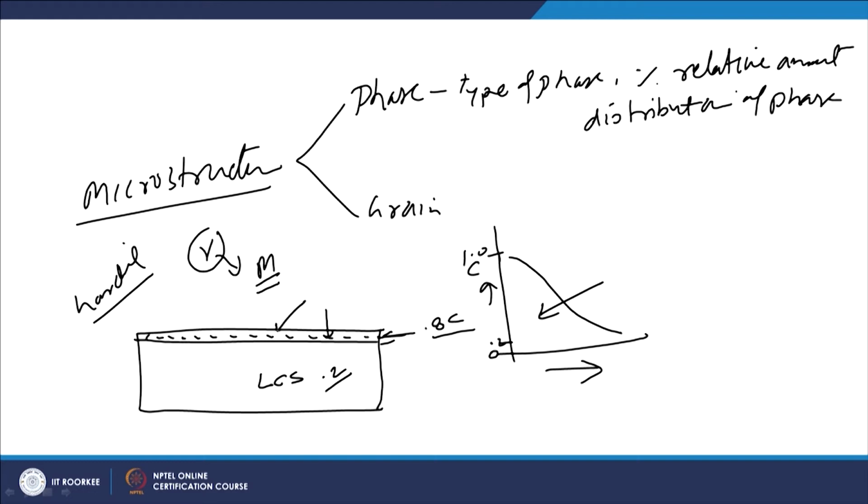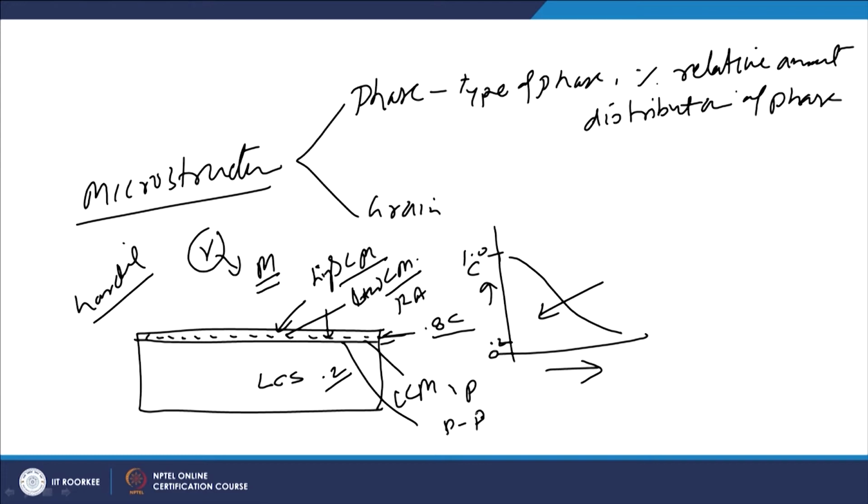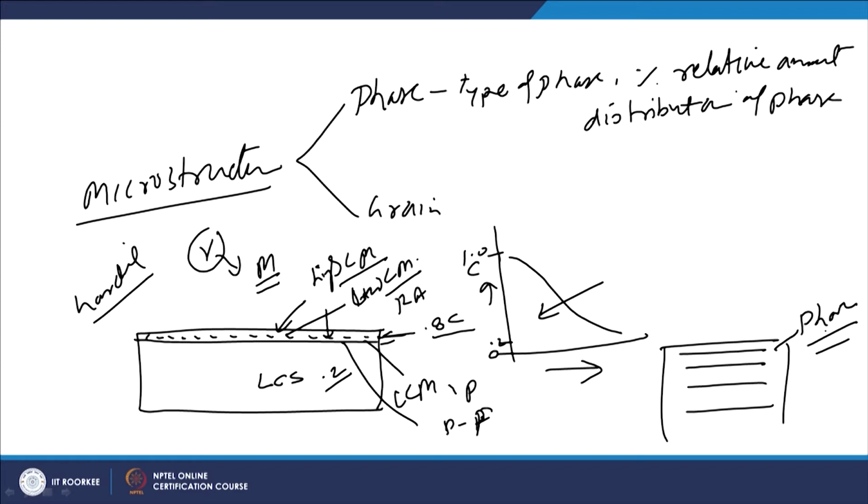At the surface, definitely we are going to have the high carbon martensite, but below that we will be having the somewhat low carbon martensite plus some retained austenite. Then thereafter we may have the low carbon martensite plus pearlite, and then pearlite and ferrite. So, in the different zones, if we take the different layers of the carburized component, we may have the different phases present in the different zones.